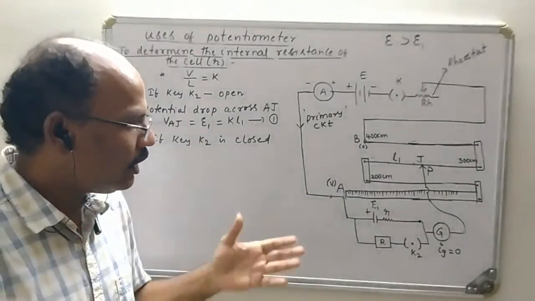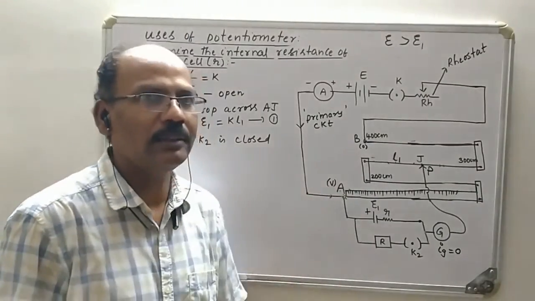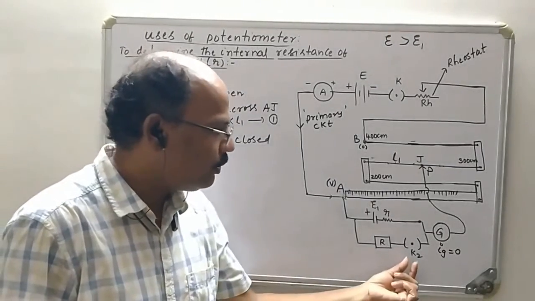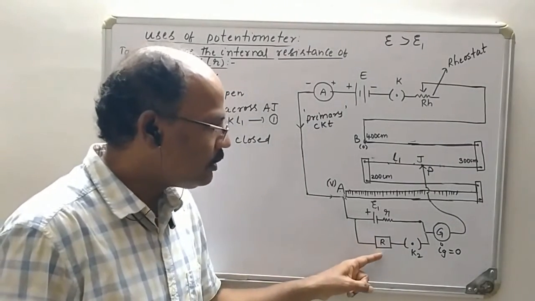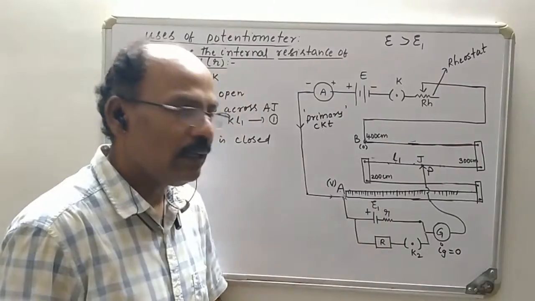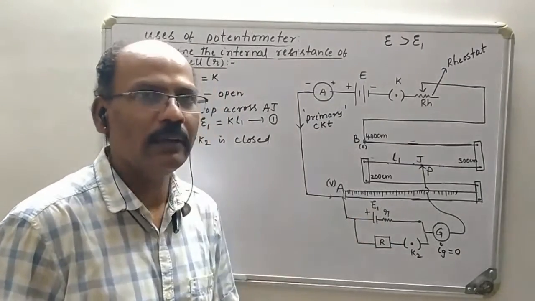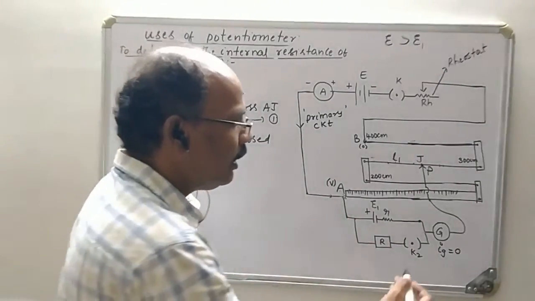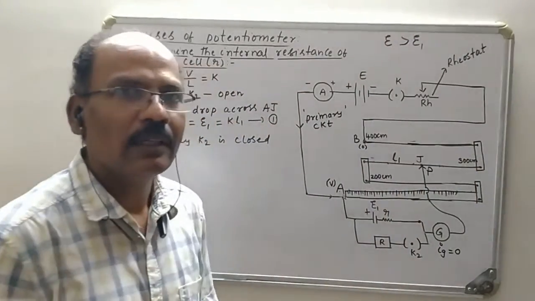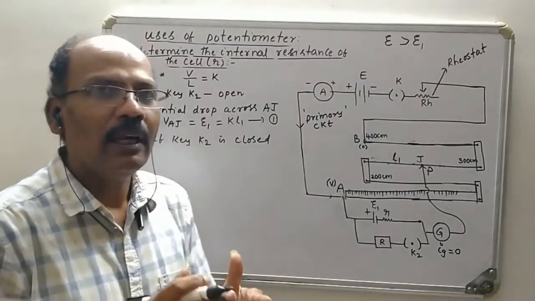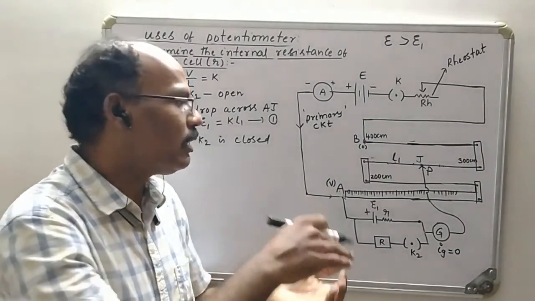Here also we can observe the same concept. When the plug key K2 is closed, then what happens? It draws the current from the cell of value E1. Then we can again touch the jockey J at different points. Then the balancing length should be less than the initial balancing length.